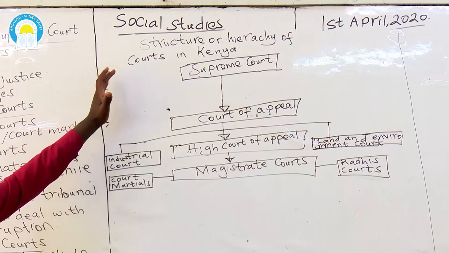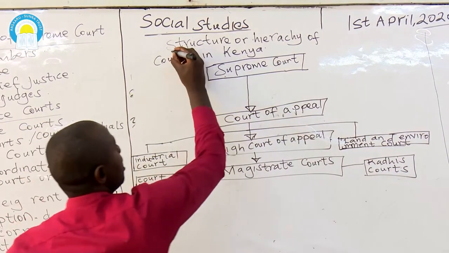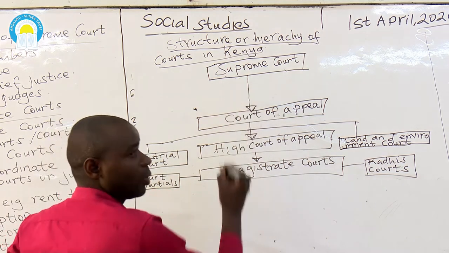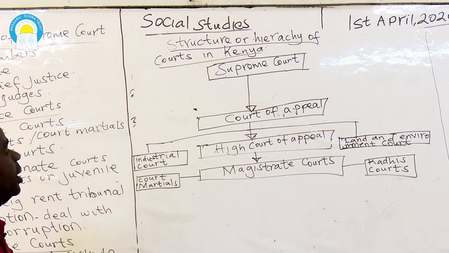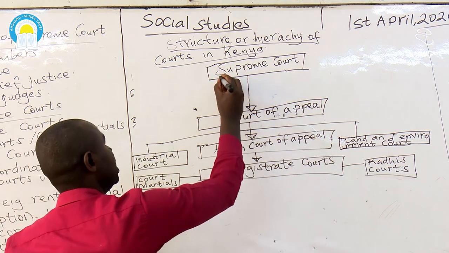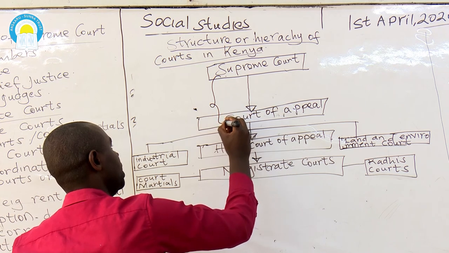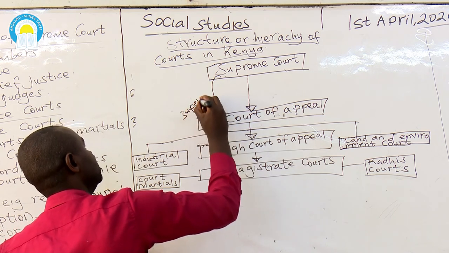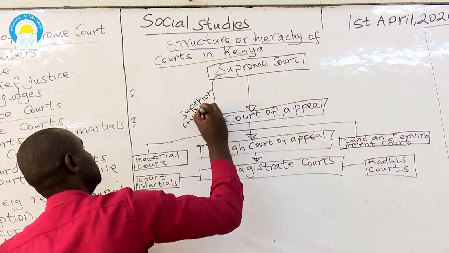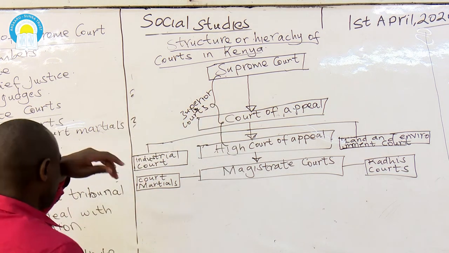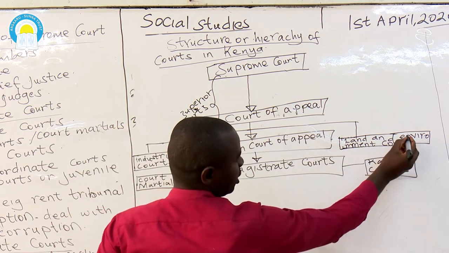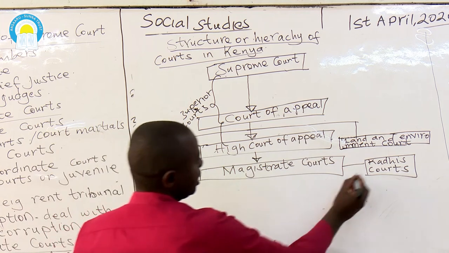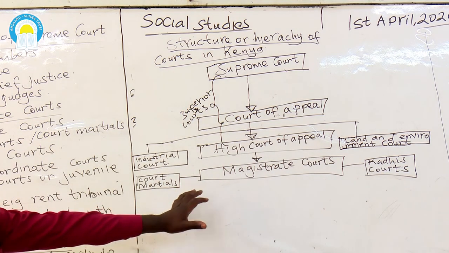So generally, this is what I was saying, that the structure or the hierarchy of courts in Kenya, at the top, we have the Supreme Court, the Court of Appeal, and the High Court. These three are what we are calling the superior courts. Then alongside these others, that is the Industrial Court and the Land and Environment Courts. Below that, these three, that is the Magistrate Courts, the Court Martials, and the Kadhis Courts, are what we are calling the subordinate courts.